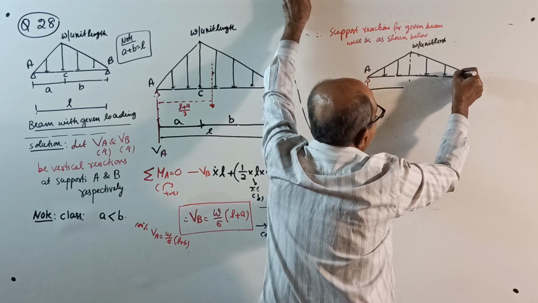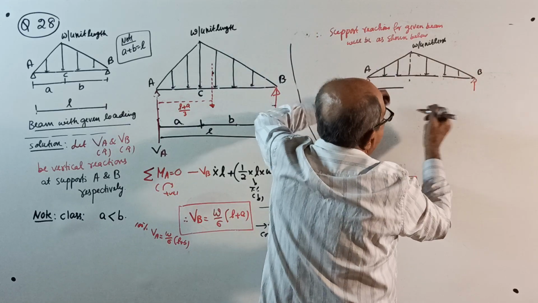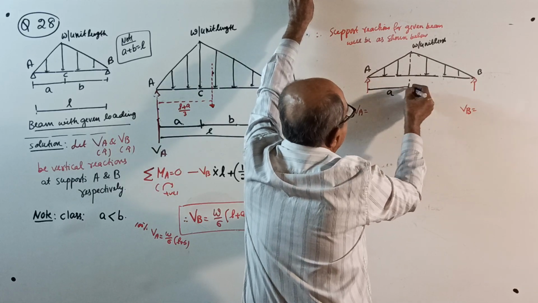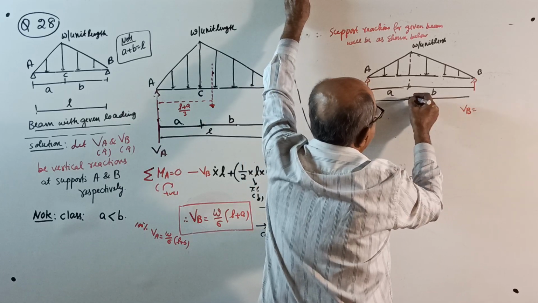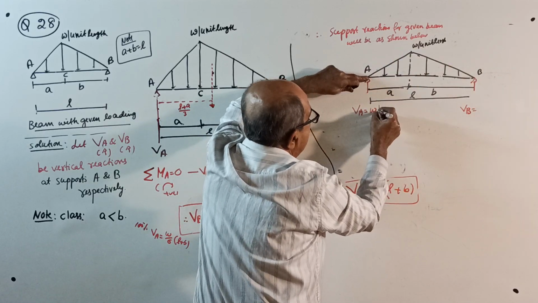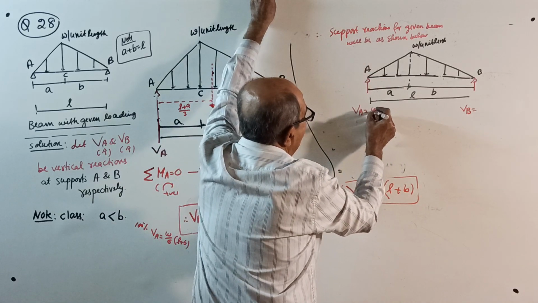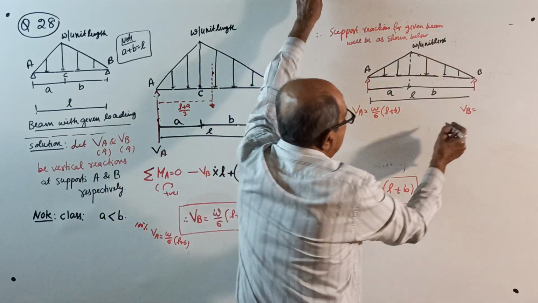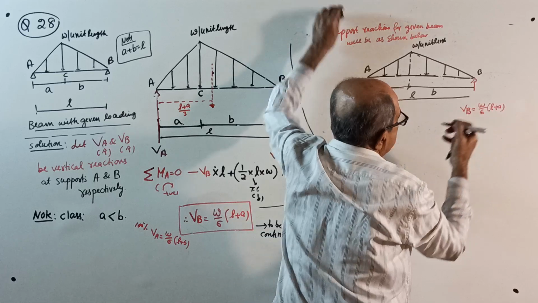Otherwise, some will say, sir, you took B bigger. Okay, no problem. This is B. This is VB equal to, from here to here is A, from here to here is B, total span is L. This reaction is W by 6 into L plus B. See here, L plus B. This reaction is W by 6 into L plus A. This is the answer.